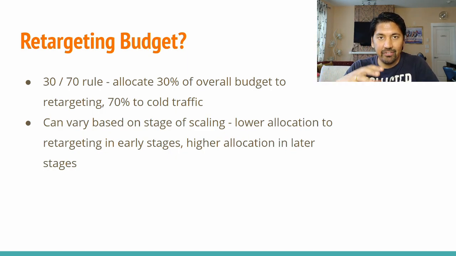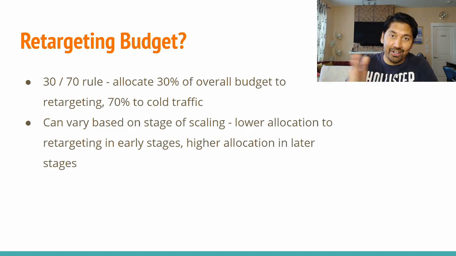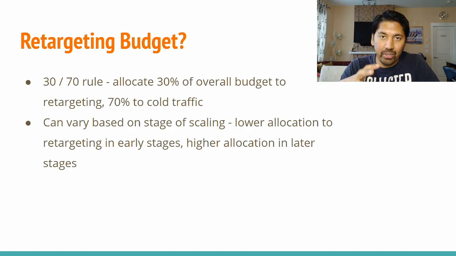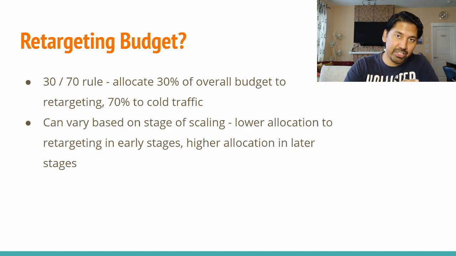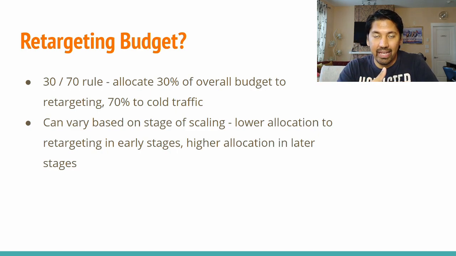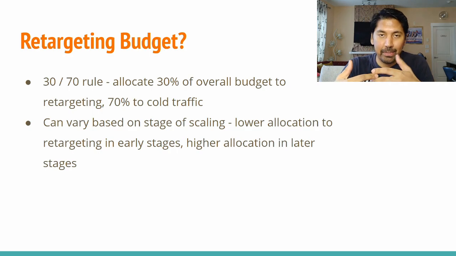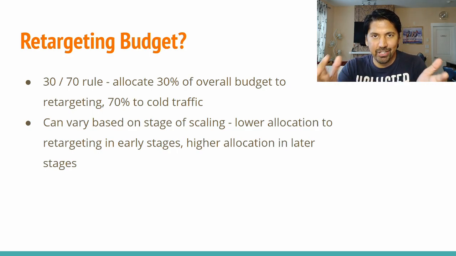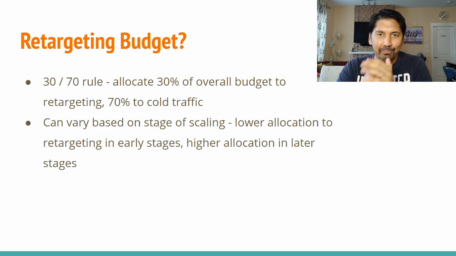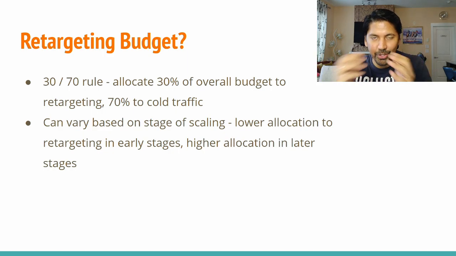Now, this can definitely vary based on where you are in the scaling process, right? So initially, I would advise you to have a lower allocation to retargeting in the early stages because your objective is really to get as much of the cold traffic to your store as possible. And then later on, once you have quite a lot of cold traffic that has already been to your store, you can increase the allocation to retargeting because you have a bigger mass of people that you can potentially retarget. But as a general rule, 30% to retargeting, 70% to your cold traffic.